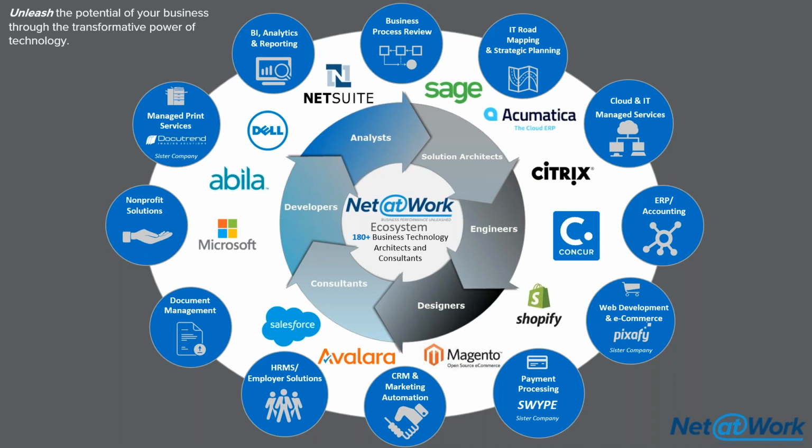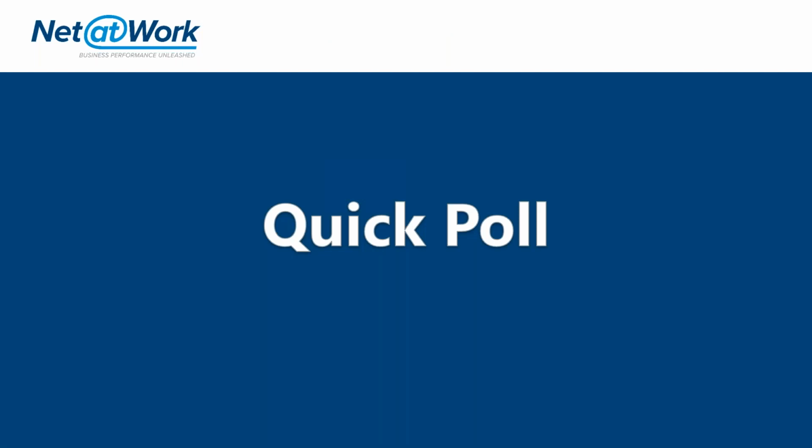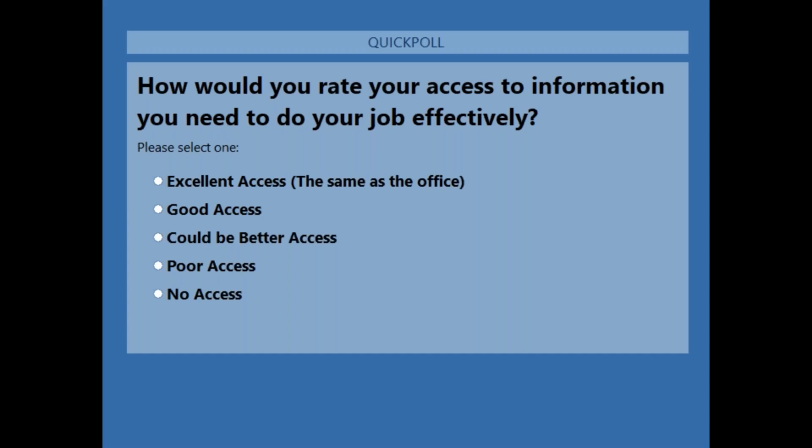So with that, let's hop into our first piece here, which is our quick poll. I'm going to go ahead and launch a couple of polls. Nate, you may want to mute your line. We've got some feedback, I think, from your speakerphone. So I'm going to go ahead and launch this first poll. How would you rate your access to information that you need to do your job effectively? In this day and age, a lot of us are working remotely. What does your access look like?